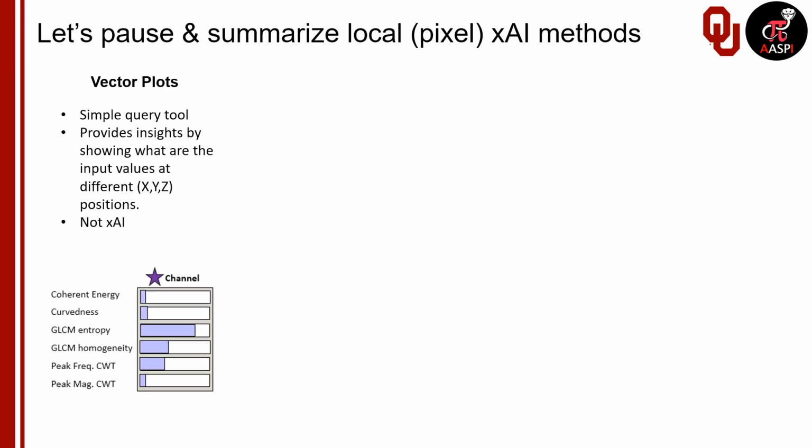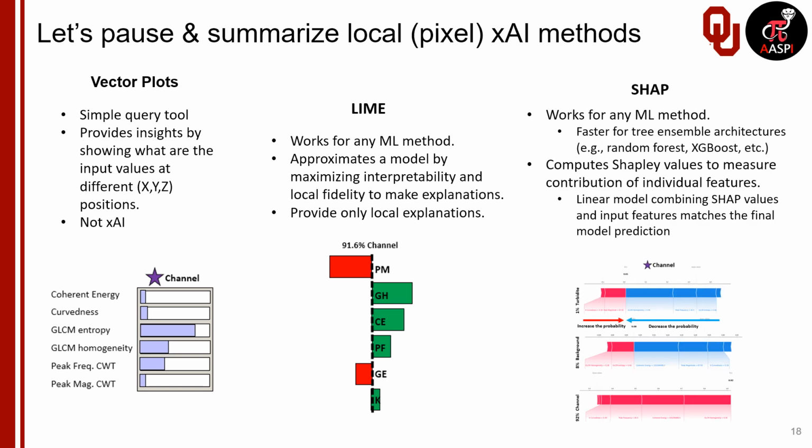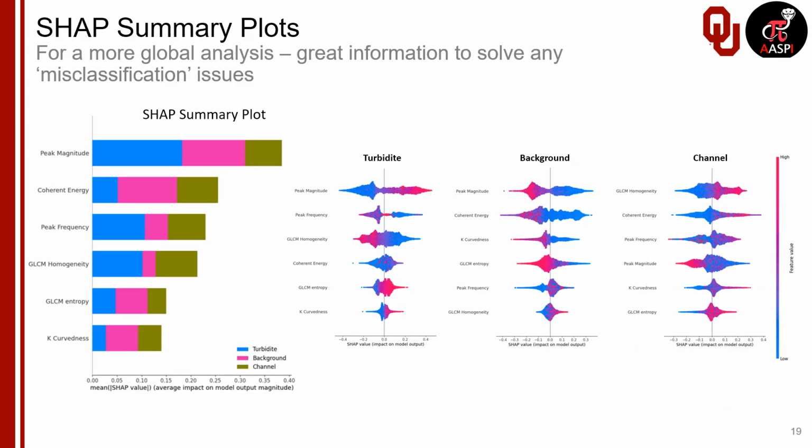From vector plots, which was a very simple query tool, showed us the values at each pixel point, to LIME, which can work with any machine learning method and gives us those local explanations of what's going on with each attribute, and then to SHAP, which again works for many machine learning methods. But one of the things here, like I mentioned before, is it's additive. And so you can see a little bit more clearly how each of these attributes is building up to the final model. As I mentioned, SHAP also has summary plots, so on a global scale.